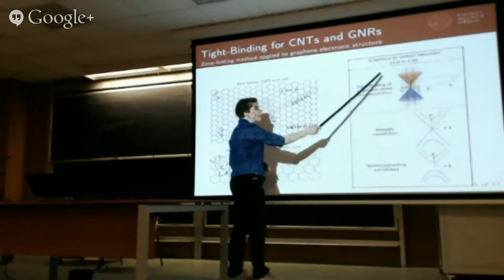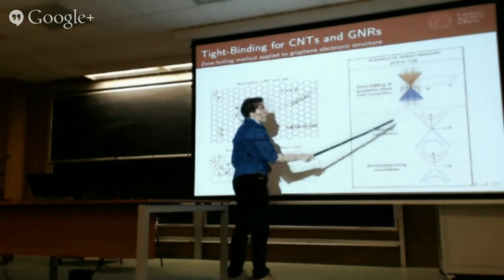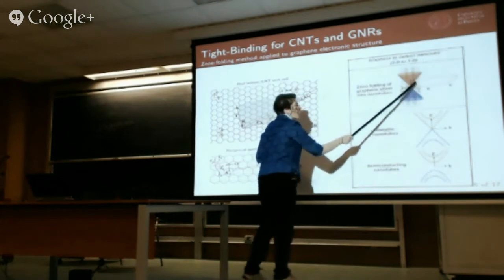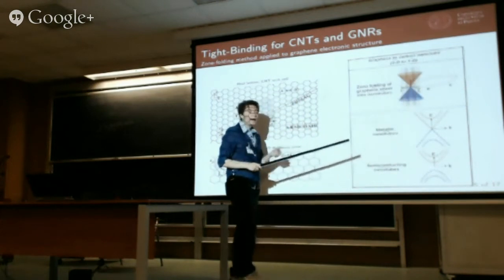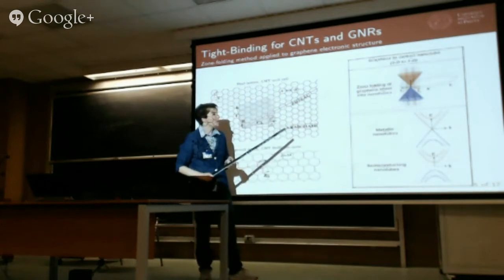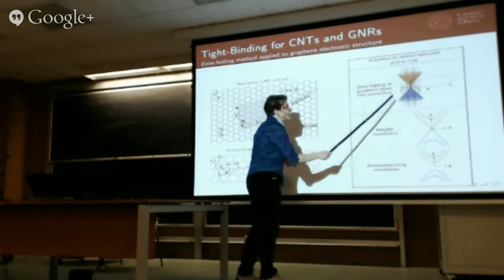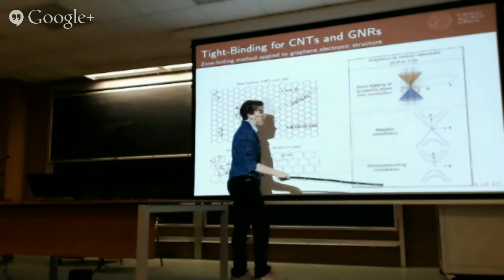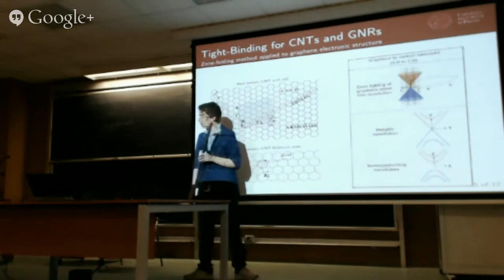The system will be metallic if one of these lines crosses the Fermi-Dirac point, that is, one of the 6 corners of the graphene Brillouin zone where valence and conduction bands of graphene touch in one point. Otherwise, if none of these lines crosses the K point, the Fermi-Dirac point, the system will be semiconducting.